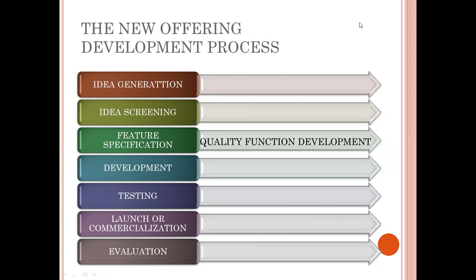Also, now we had generated the idea, we had screened the idea, and we had identified the feature specification. Now we are going to develop the offering. In the development stage, the actual offering is designed. Specifications for it are written and prototypes of it are developed. It is also during this stage that the firm considers the product's manufacturing process.